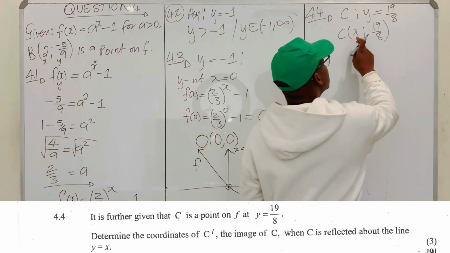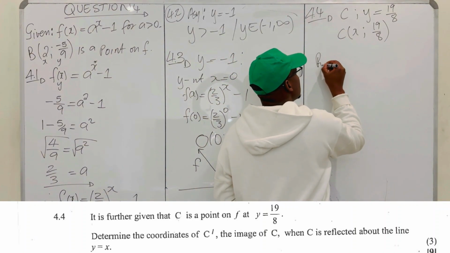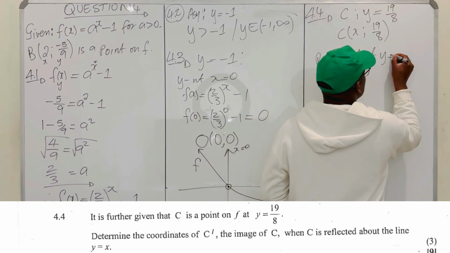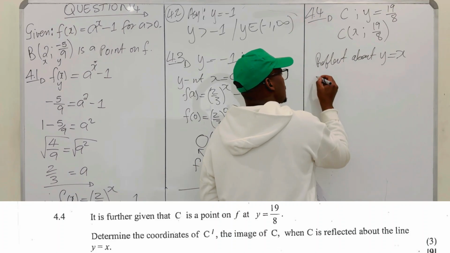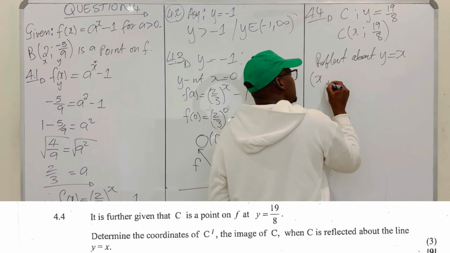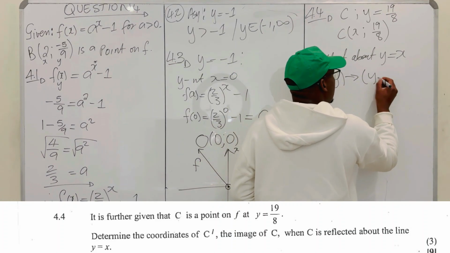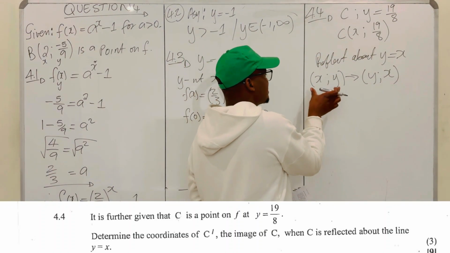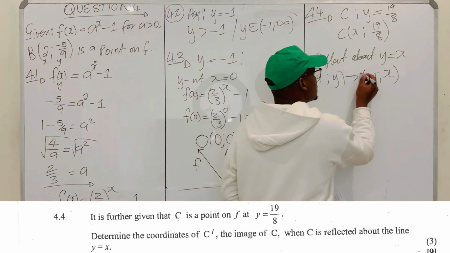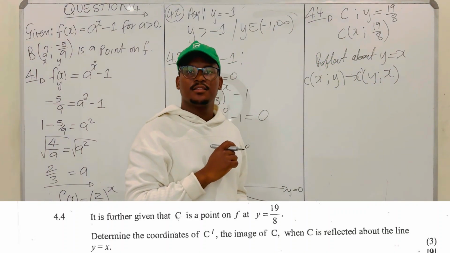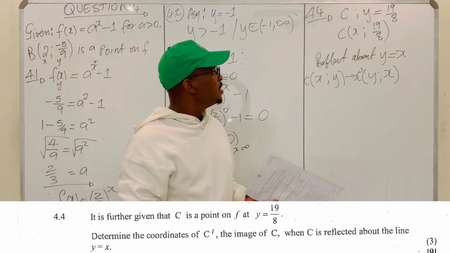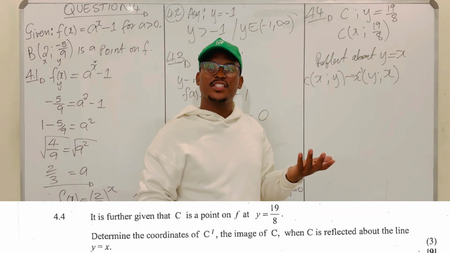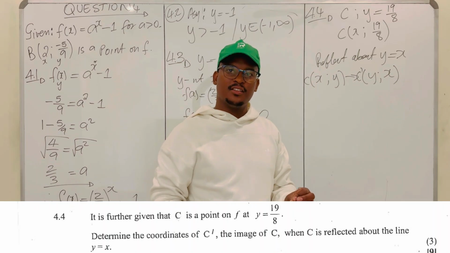So they say this C of yours is reflected about y is equal to x. We know this transformation. If we reflect about the line y is equal to x, your x and y values become y and x values, right? So if we have C like this, the image of C would be something along those lines. But at this point, we don't have the x coordinate for C. So let's find the x coordinate for C so that we have full coordinates for C.